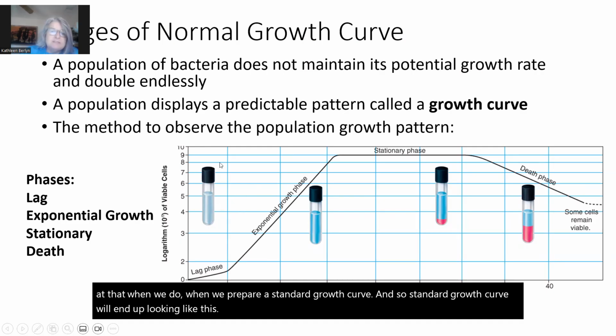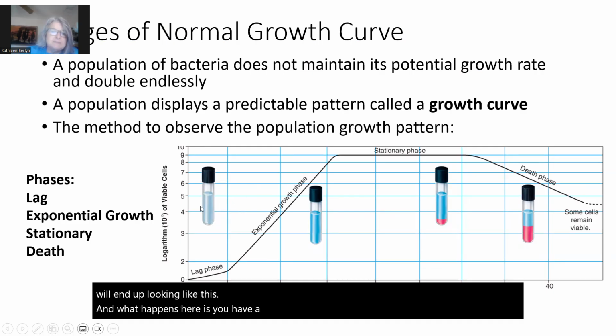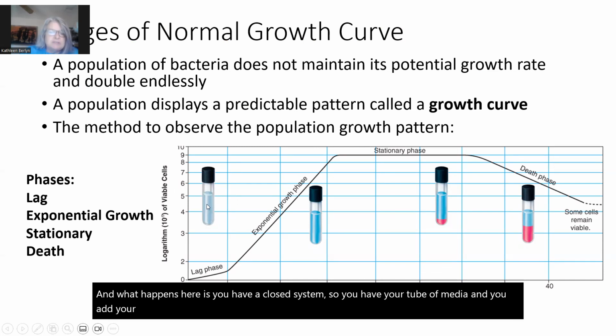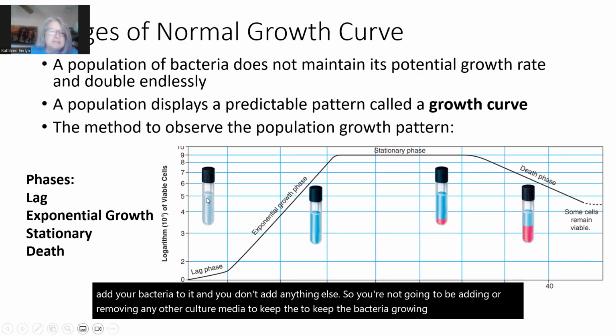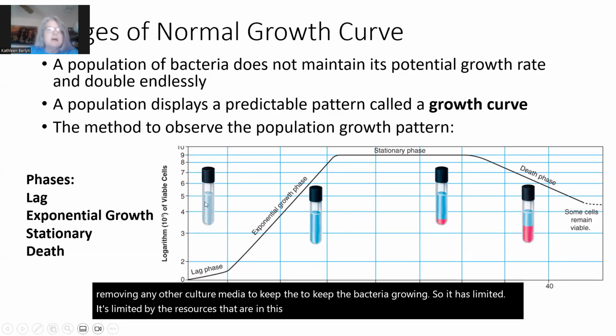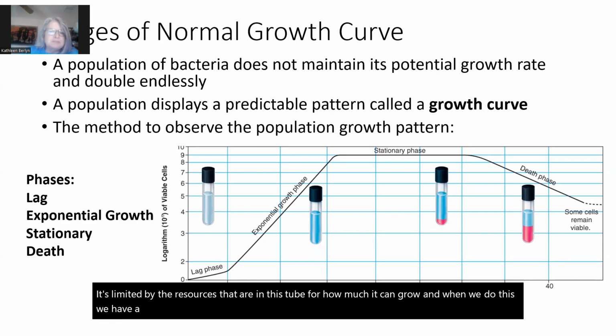And what happens here is you have a closed system. So you have your tube of media and you add your bacteria to it, and you don't add anything else. So you're not going to be adding or removing any other culture media to keep the bacteria growing. So it's limited by the resources that are in this tube for how much it can grow. And when we do this, we have a very predictable pattern of growth. We call this the growth curve.